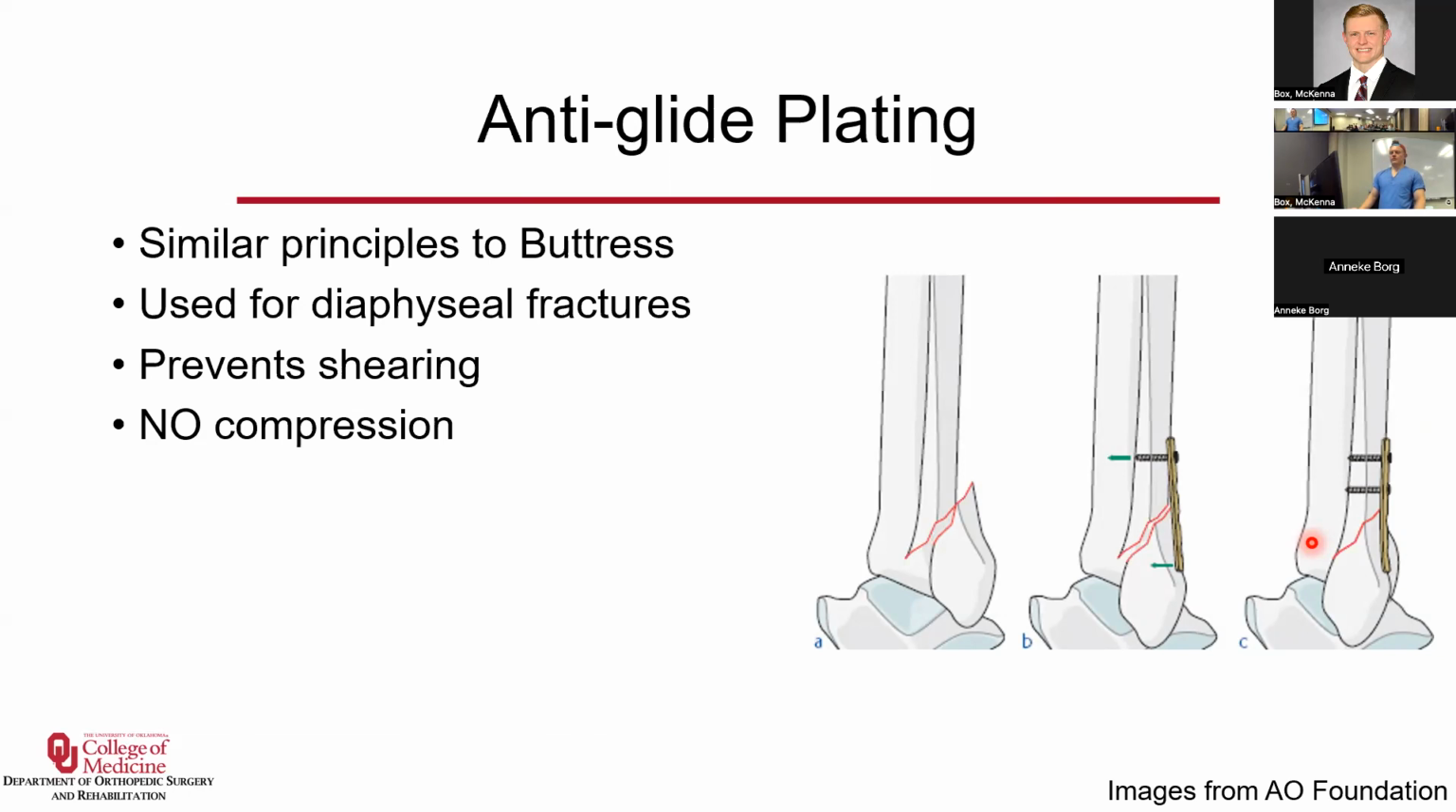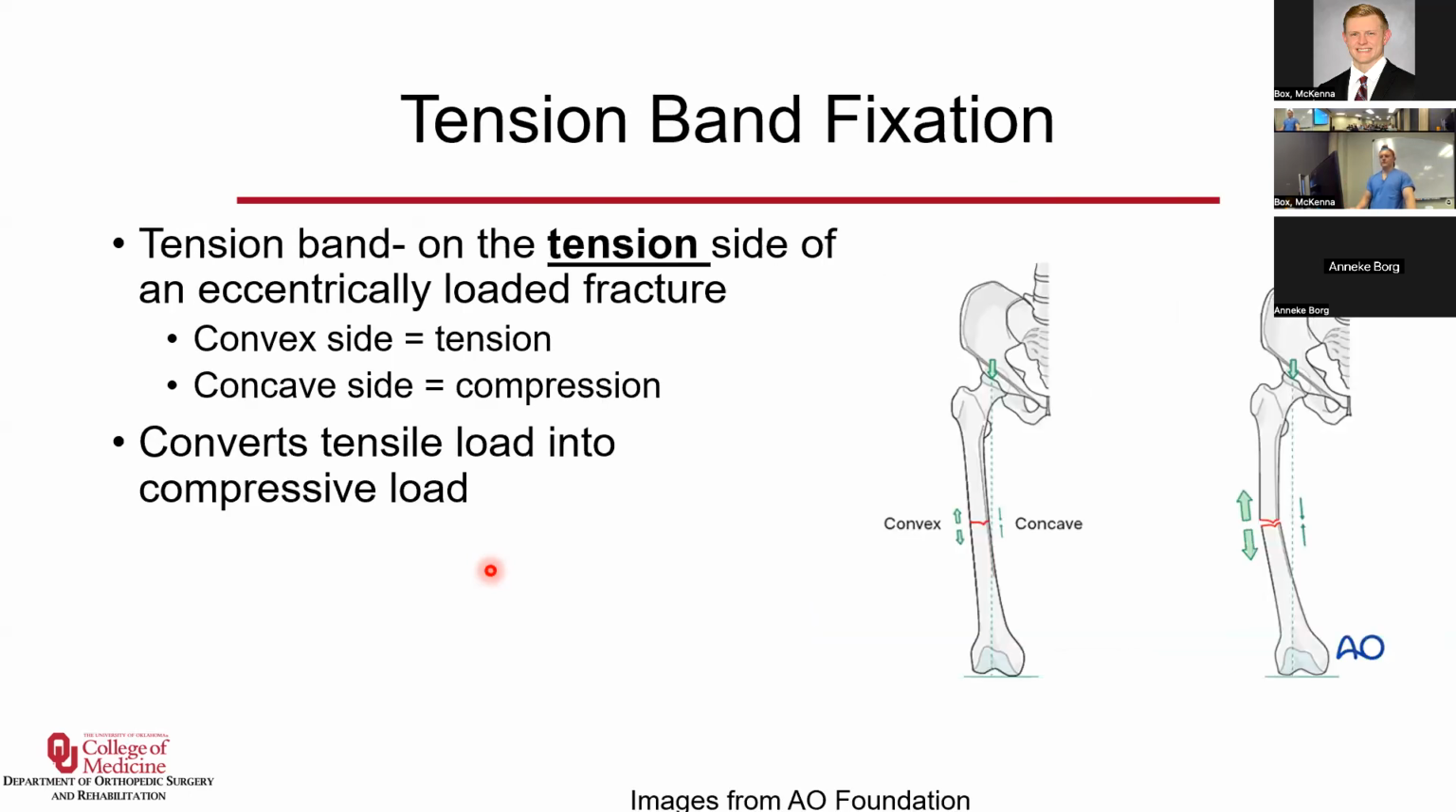The other thing is the anti-glide plate. It's similar to a buttress plate, but it's primarily used for diaphyseal fractures. And it's used to prevent shearing, similar concept, but it doesn't provide compression like a buttress plate does. So what the anti-glide plate is going to do is just prevent the fracture from sliding on each other, pretty much. But as I mentioned, it's not going to provide primary bone healing. It's going to provide more secondary bone healing, but in between.